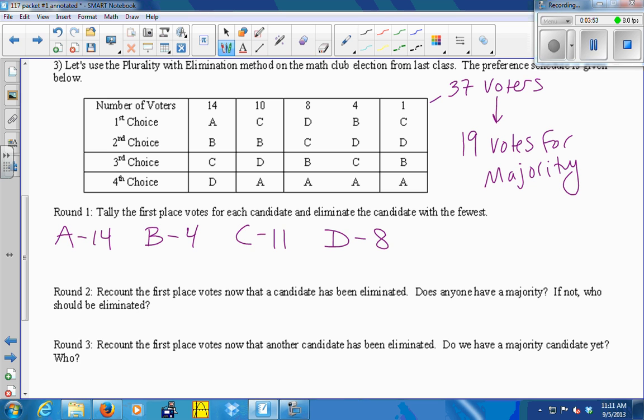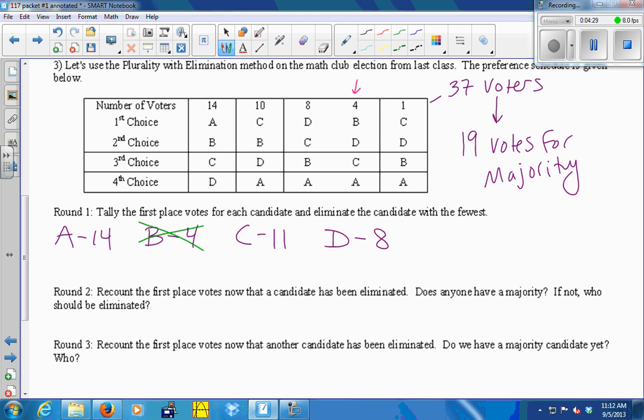B. B's got the fewest first place votes. Eliminate B. Now, B had 4 first place votes, right? So these 4 people, this column right here, had B in first place. But if B was not an option, you can tell from their ballots who they would have chosen next, right? D. So those 4 votes that went to B before, now that we've eliminated B, they go to D. They go to the next person in the schedule.